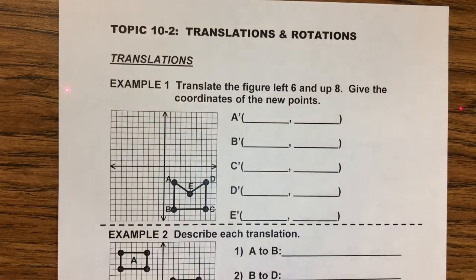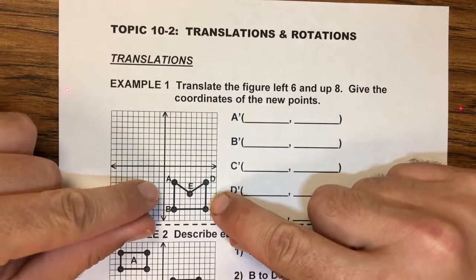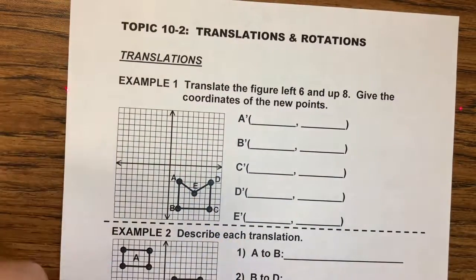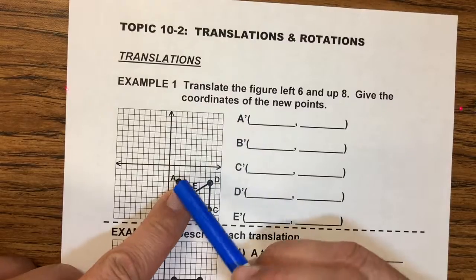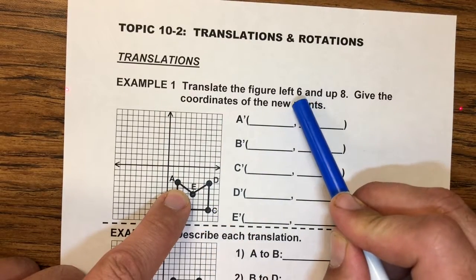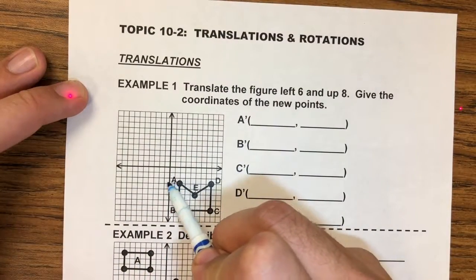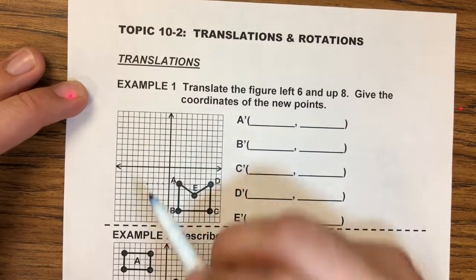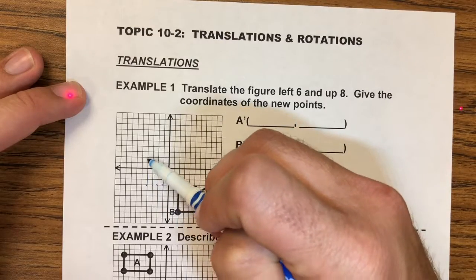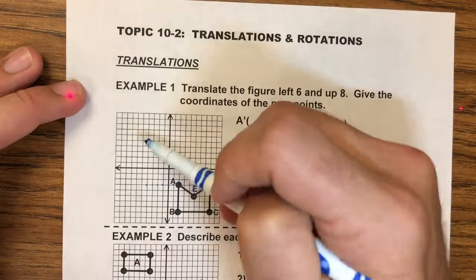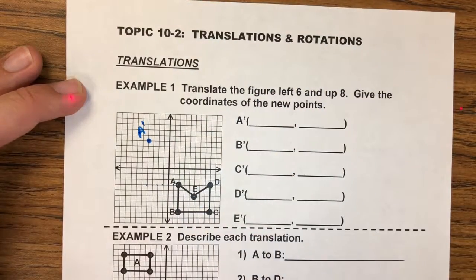Okay, on to the second page here. We're going to concentrate on translations and rotations. Translation is just whenever you take a shape like this and you move it by the coordinates that they tell you. So for instance, here, we're going to move A to the left 6, up 8. So 1, 2, 3, 4, 5, 6 to the left, 1, 2, 3, 4, 5, 6, 7, 8 up. And that is the new A prime.